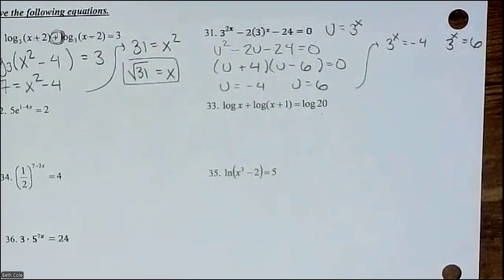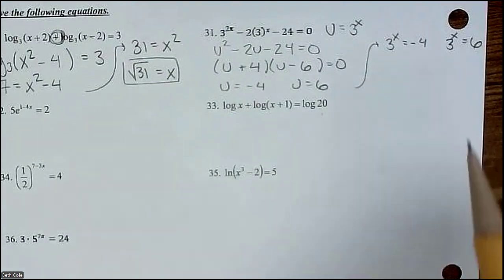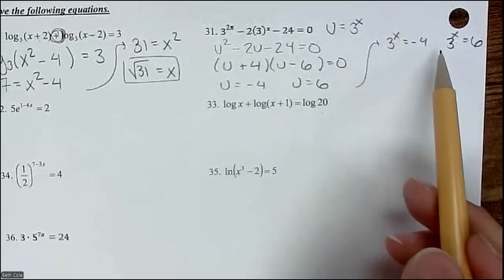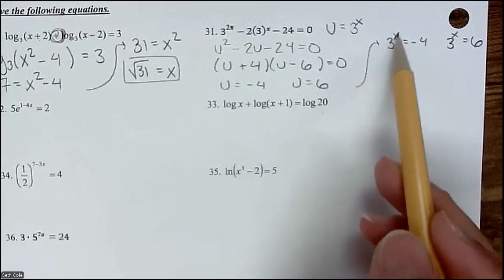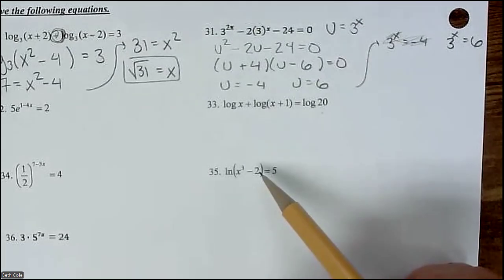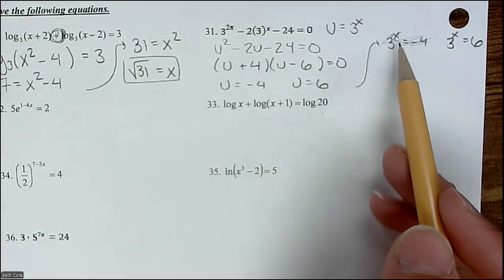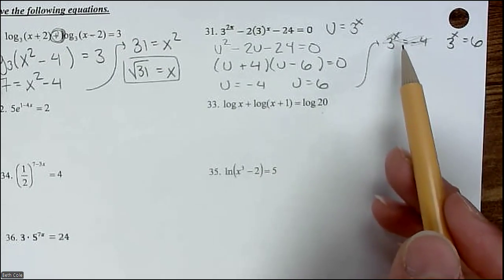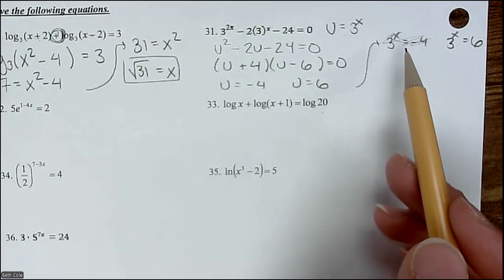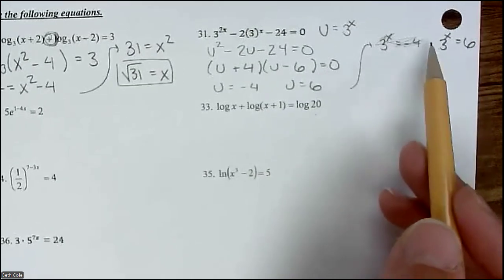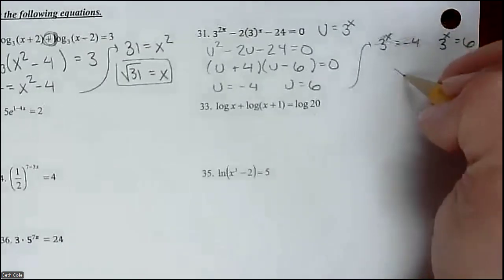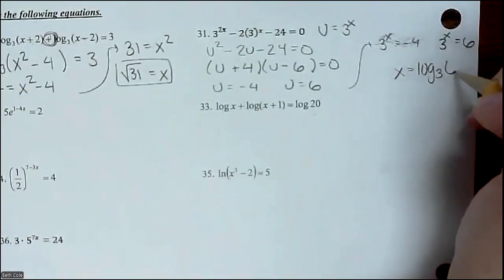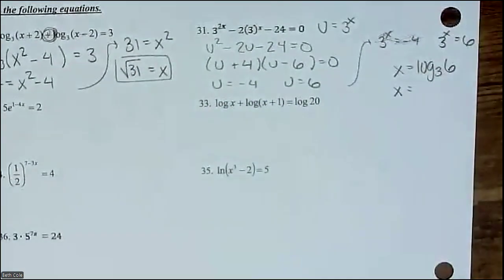One of those we're going to toss out. There is no exponent on God's green earth that will give you a negative result. You can try forever. It's not going to happen. This one's not going to work. No. That's not how that works. What's your base? 3. So you're going to do log base 3 of 6 and put it in the Desmos calculator.